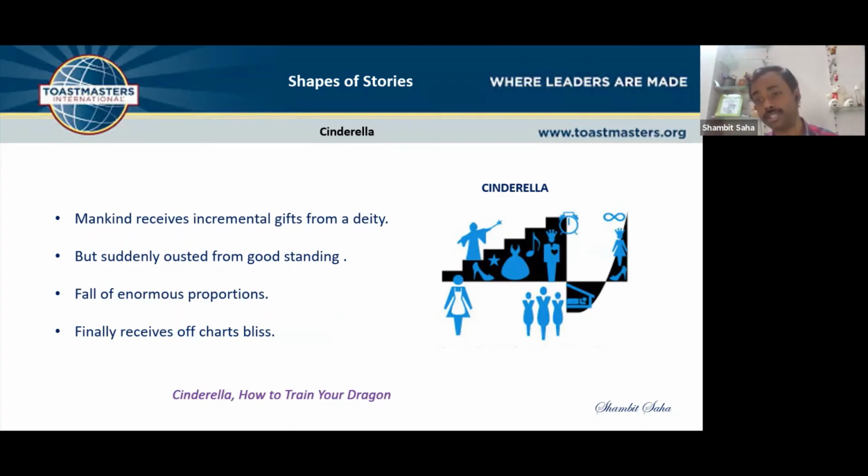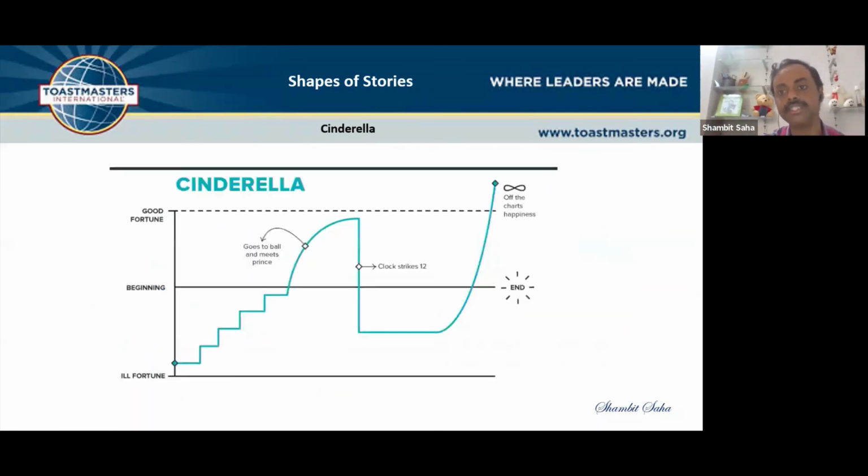Does she come back into the same level of darkness? That's debatable. Maybe she's a bit elated because she has met the prince. Maybe those happy memories actually work for her. And then the prince hunts for the girl. She finds the shoe fits, and then she becomes a queen once again to receive enormous prosperity, right? So this type of story is the Cinderella type story.